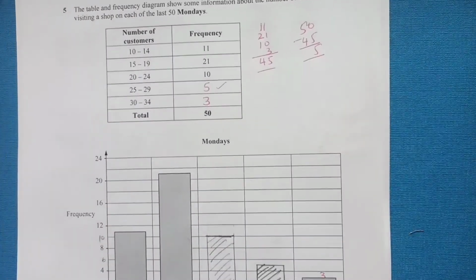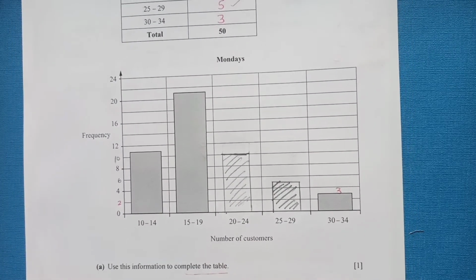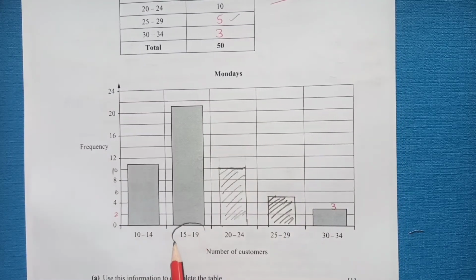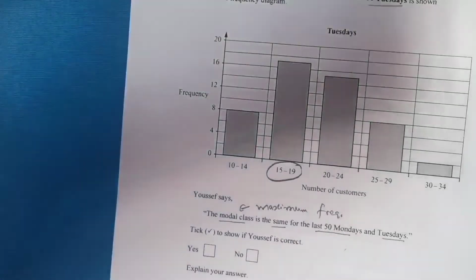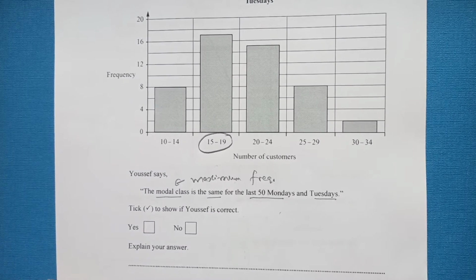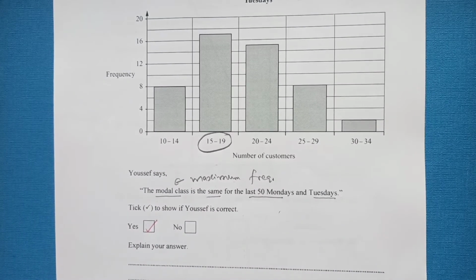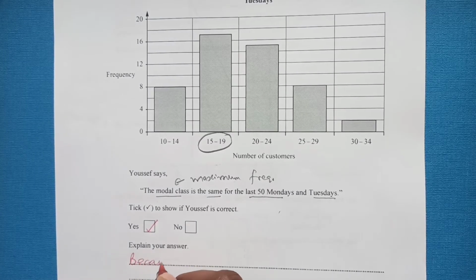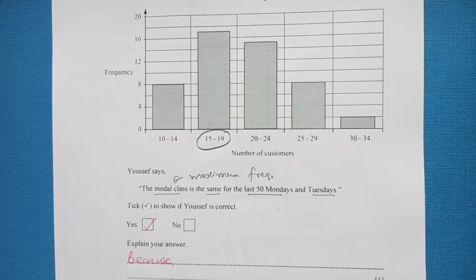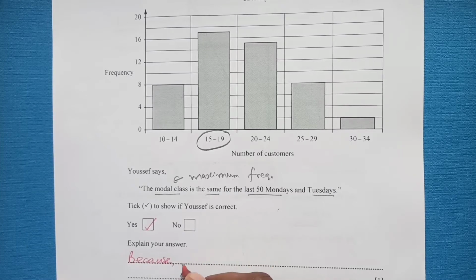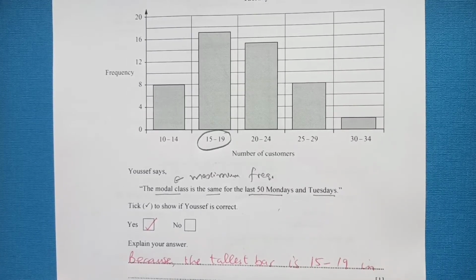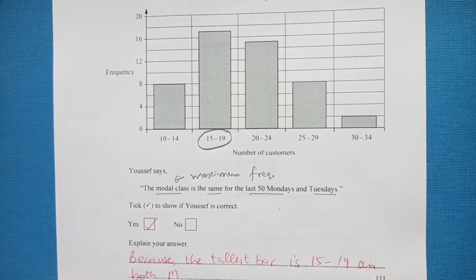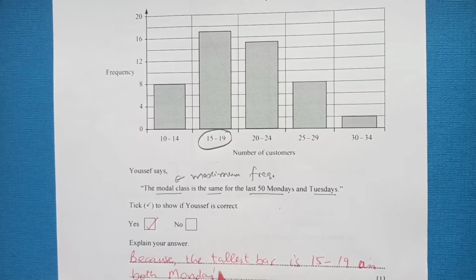So let's see the previous part on Mondays. Again, which bar is the biggest one? We have this tallest bar, 15 to 19. So that means if we compare these two, this is 15 to 19, this is also 15 to 19. So that means Yusuf is correct. So we can tick the box yes, and we can write down the reason: he is correct because the modal interval, the tallest bar, is 15 to 19 on both the Mondays and Tuesdays graph.